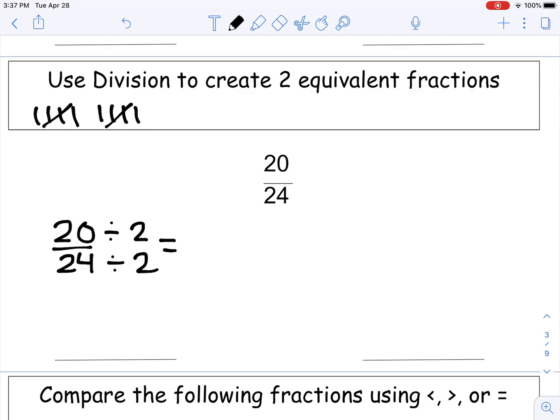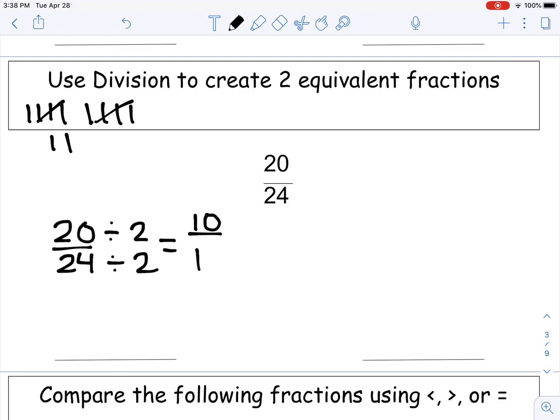How many tally marks did I make? I made 10, so that means it's 10. So that's a strategy you can use if you're struggling a bit with your division. 24 divided by 2. I'm going to use the same strategy, so I'm going to go ahead and erase those. I'm going to count by 2s to see what I get to 24. So 2, 4, 6, 8, 10, 12, 14, 16, 18, 20, 22, 24.